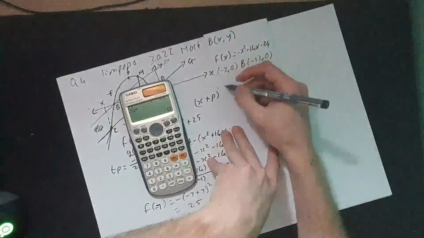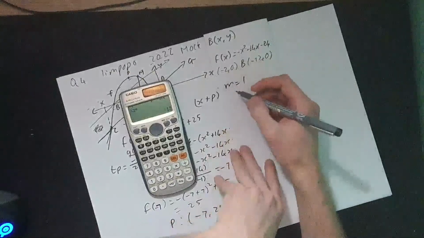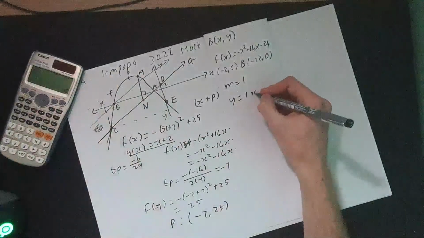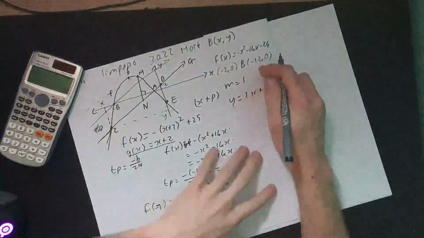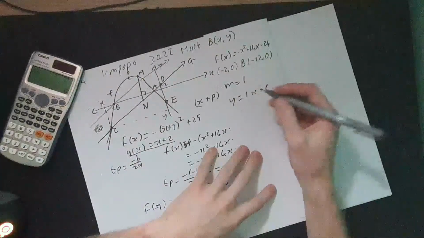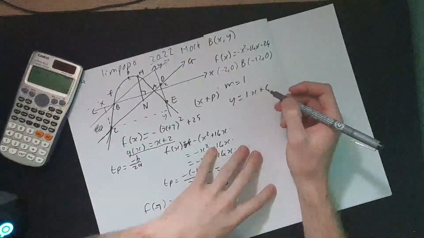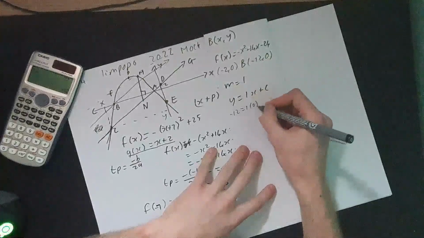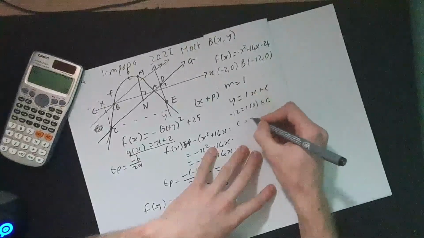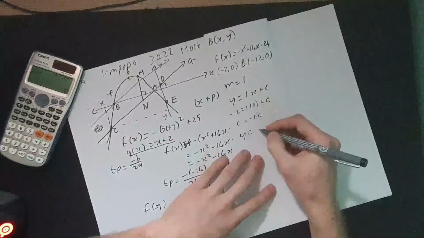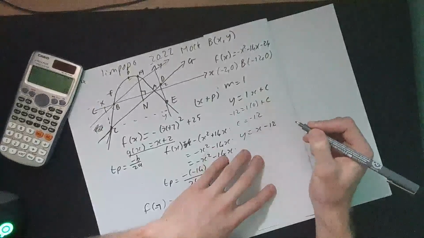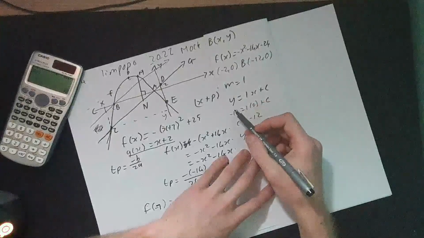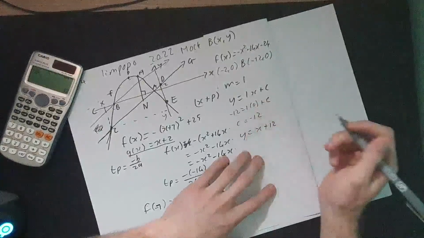We know that the gradient's going to stay the same, so m equals 1. So therefore we have y equals 1x plus c, but we also have the coordinate over there. So essentially we substitute those values in. So we have 0 equals 1 times -12 plus c. So c equals 12. So you have y equals x plus 12, sorry, it should be a positive 12.